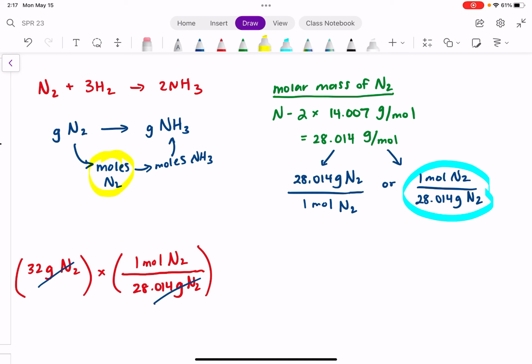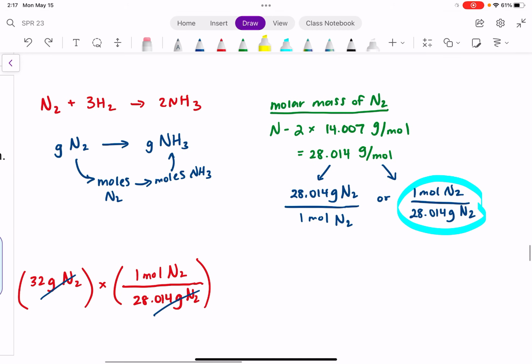So we're in this step now. We want to get from moles of N2 to moles of NH3. How are we going to get there? Yeah, we're going to use our mole to mole ratio. What's our mole to mole ratio? How do I figure that out? I have to look at my chemical equation.